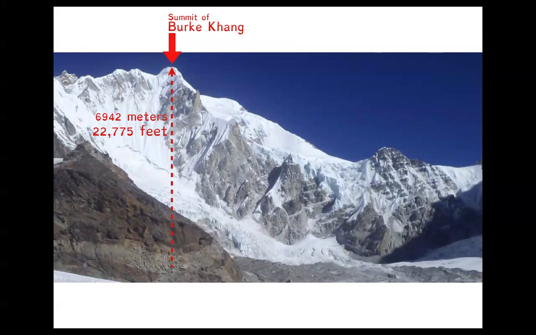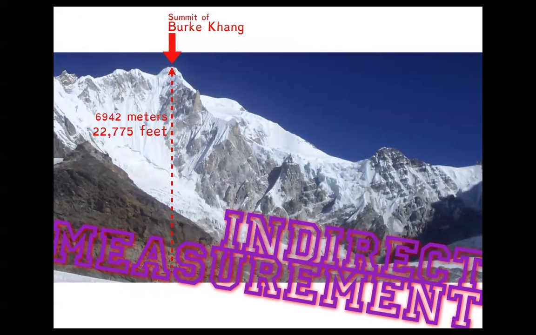So, the question is, how do we know that that's how tall it is if nobody has actually ever been up there? In fact, how do we know how tall any mountain is? You can't measure a mountain with like a measuring tape or a ruler, right? How do we know the heights of mountains? Well, the answer is what we call indirect measurement.